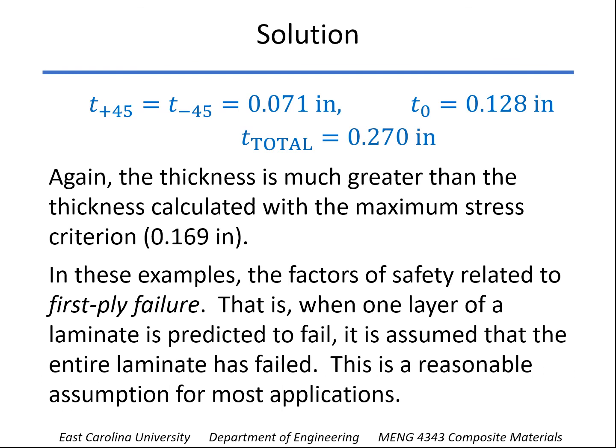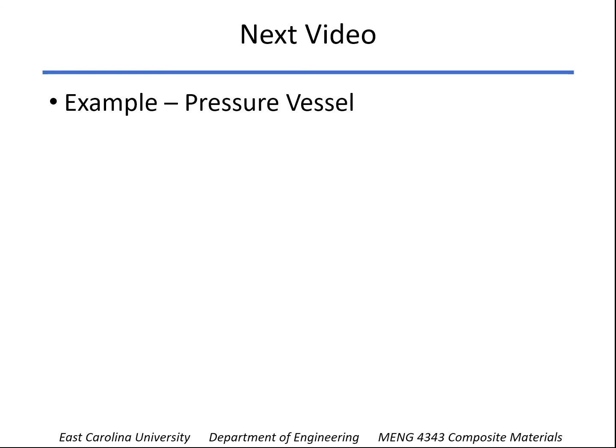But in the next one, we're going to look at an example of a pressure vessel where that's not going to be the case, and we'll look at what we will call progressive failure, whereas if the resin in one layer fails, it doesn't mean that the vessel is going to fail. We'll look at that next time.